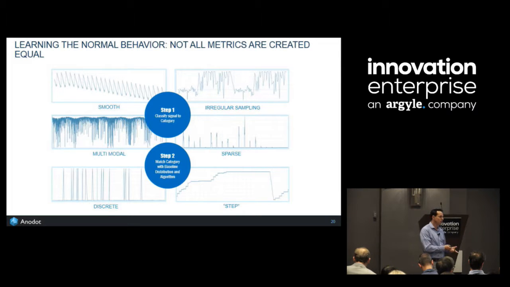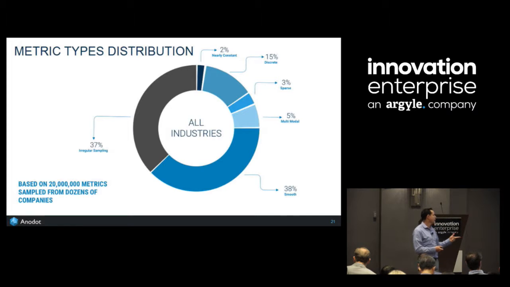And why is it important? We did an analysis based on 20 million metrics that we had in the system at the time about the distribution of the signals. We saw that smooth behavior is indeed very meaningful: it's 38%. But if you are using a system that knows how to deal only with smooth behavior, you are missing 62%, which is distributed between the different signal types.